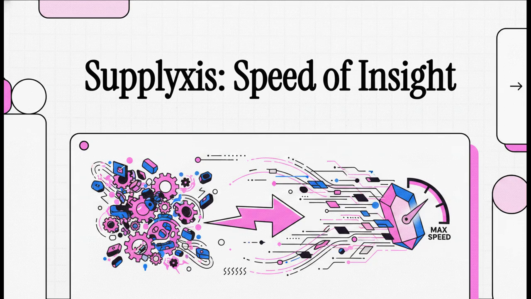Welcome to This Explainer. Today, we're diving into a massive paradigm shift in modern supply chain excellence. We are moving away from an era of complete system overload, and we're stepping into an environment of absolute, immediate clarity. Let's jump right in.